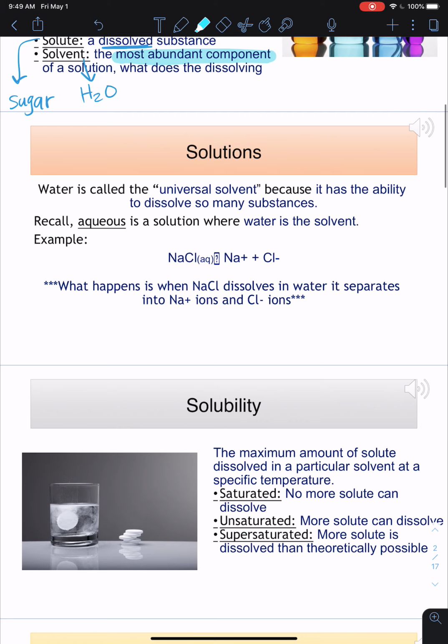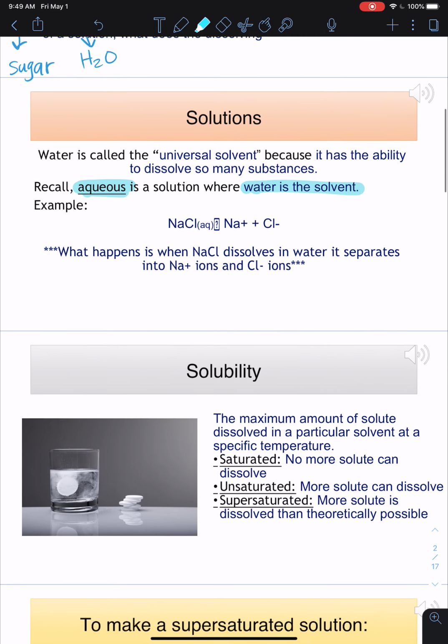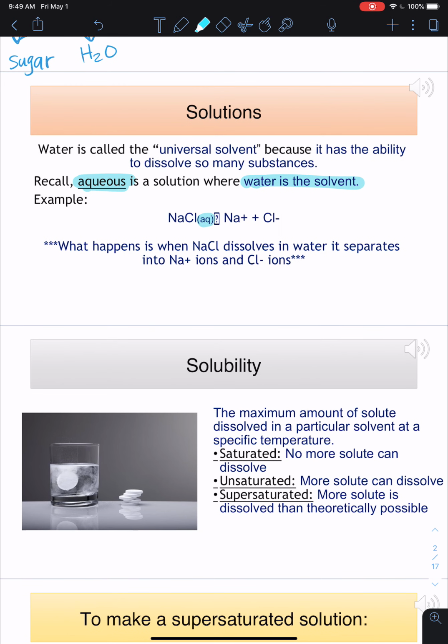All right, so solutions. Water is our universal solvent because it has the ability to dissolve so many different substances. Remember that word aqueous. This is where water is the solvent, okay? Meaning that something is being dissolved in water. So for instance, salt water is sodium chloride aqueous. This aqueous right here means that that is in water. So basically you have this beaker and it looks clear, but really inside of there you have sodium ions and you have chlorine ions. So it's salt water and you have H2O, of course. That's what the big liquid is.